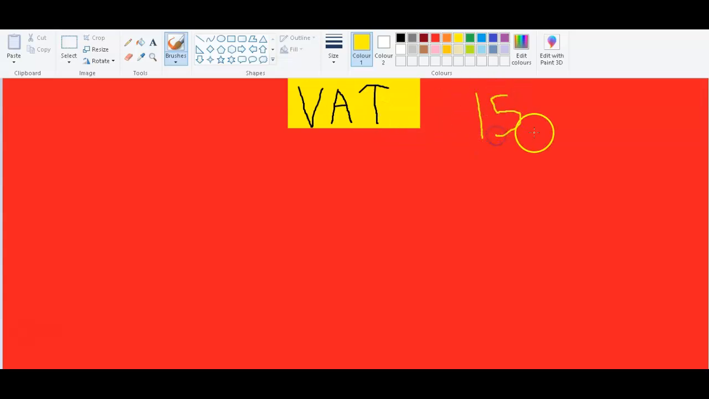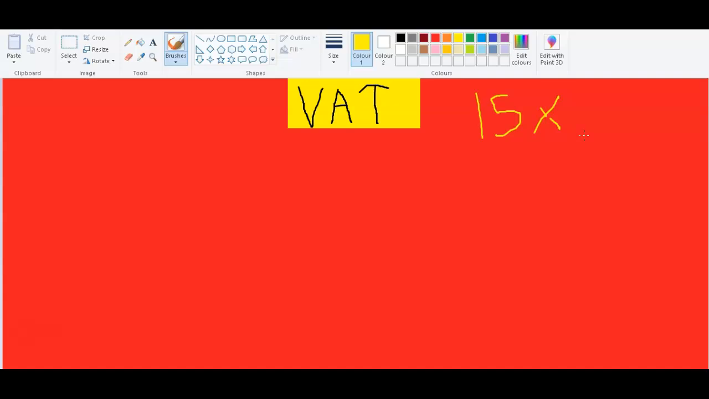It'll always be 15% because this is the rate, okay? So anytime you're looking for VAT, it's 15% of the cost or of the price, okay? Now, what is VAT? VAT is basically a tax. It's called a consumption tax.